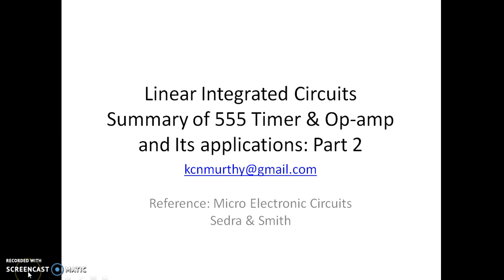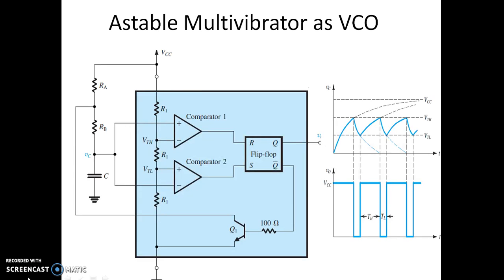In the second part of this summary of ICs, we shall see the applications of triple timer and op-amps. Astable multivibrator can be used as a voltage controlled oscillator. It is necessary that this VTH, that is the control voltage, is controlled by an external power supply, so we can change the oscillations as per our wish. So this is the voltage which will change the oscillations of this astable multivibrator. That's why this is called VCO, as oscillations can be controlled using the voltage at VTH.